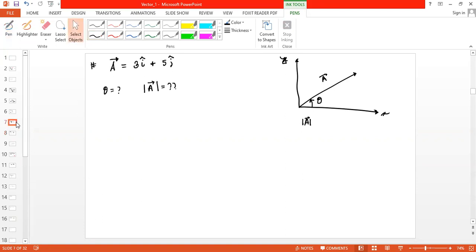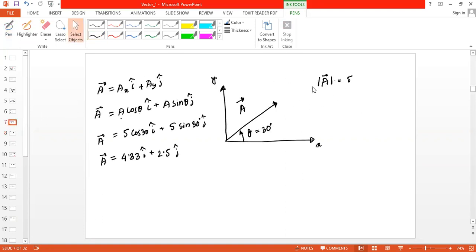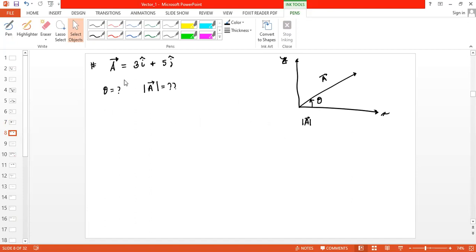In our previous class, we saw that if the magnitude A is 5 and theta equals 30 degrees, then this is the vector in unit vector notation. Now we are going to do a different type of problem, where a vector is written in unit vector notation and I have to find the magnitude and angle. So how do we solve this?